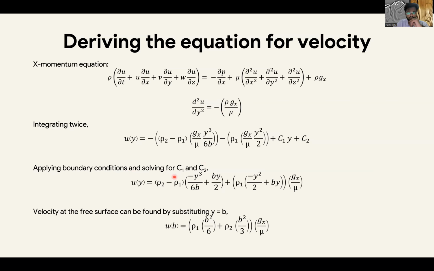Applying the boundary conditions and solving for c1 and c2, we get this equation for u of y, and the velocity at the free surface can be found when we substitute y equal to b, because it is the free surface.